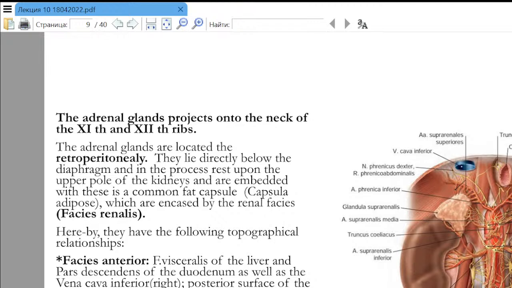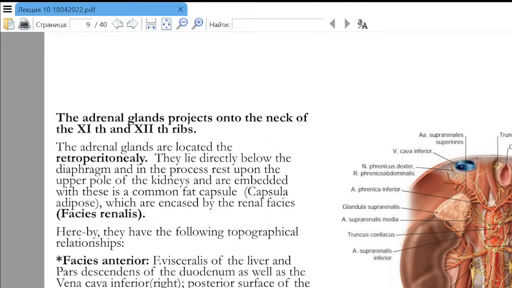They lie directly below the diaphragm and in the process rest upon the upper pole of the kidney and are embedded in this common fat capsule, capsula adiposa, which is encased by the renal fascia, fascia renalis.